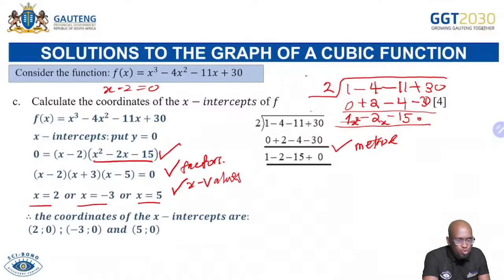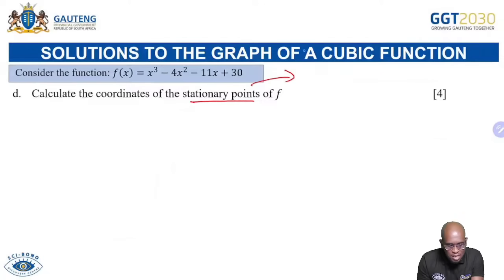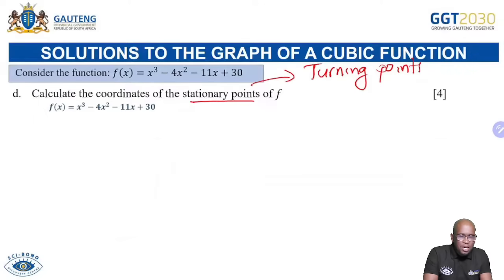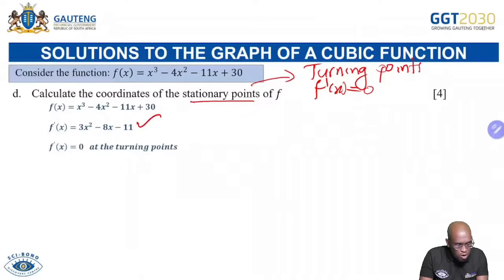Then we go to question D, where they want the stationary points. Stationary points are the same as what we call the turning points, all right? The turning points. So what do we do to do that? We must solve f prime of x equals 0. That's how we get the turning point. So we get f prime of x, that is a mark for that, all right? And then we equate that to 0.